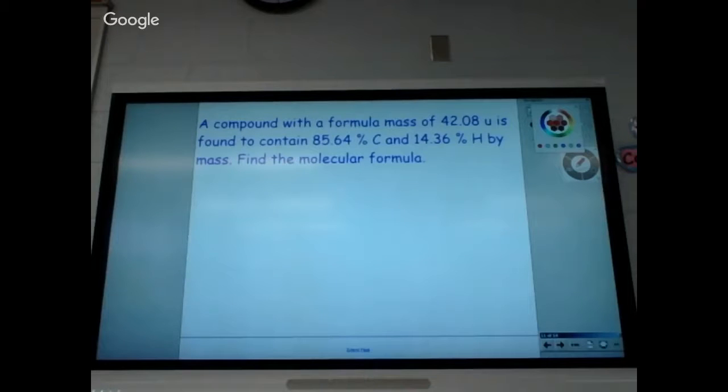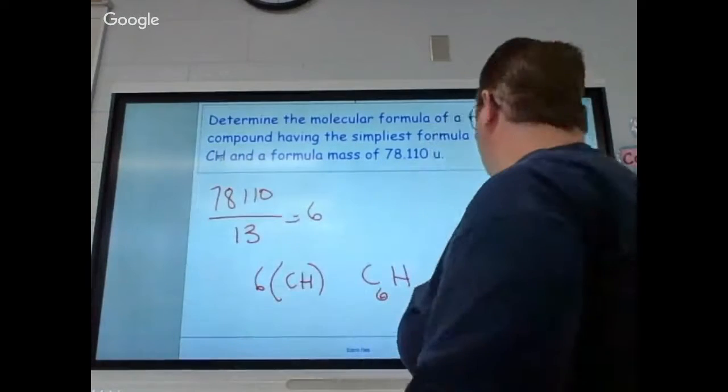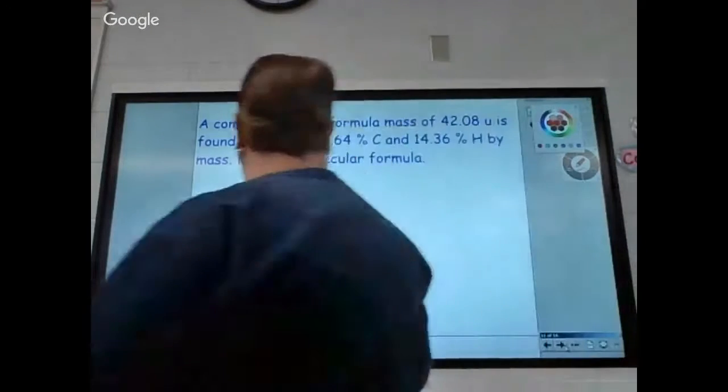So the first thing you have to do is find the empirical formula first, because it's not given, right? In the last 2 questions, you had the empirical formula given to you, right? And this time the empirical formula is not given, so you have to find it. So you've got to change the percent to grams.